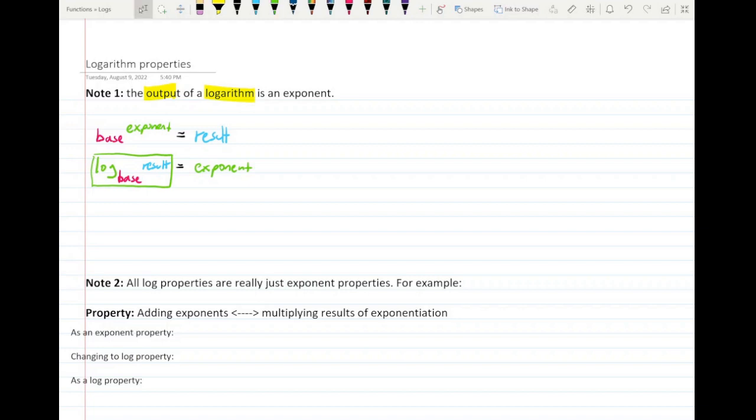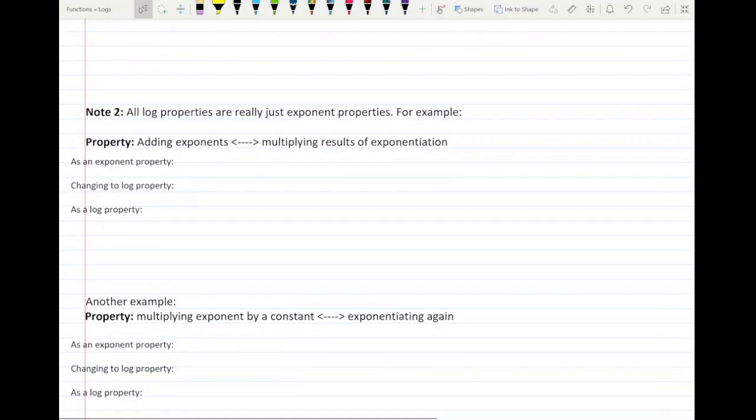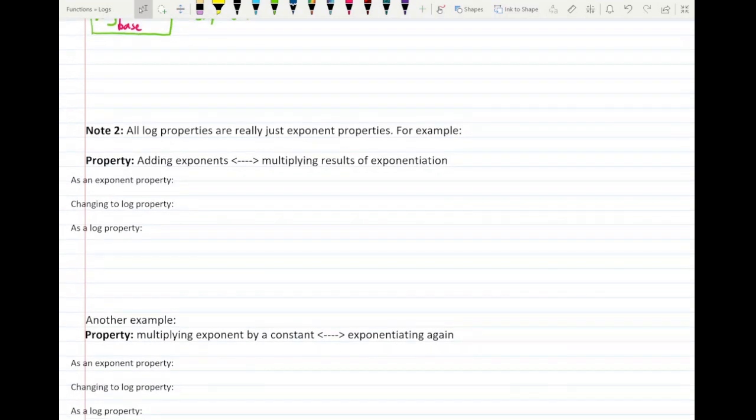Now, because logarithms are exponents, every log property is really just an exponent property in disguise. For example, we have the property that if we add two exponents and raise a base to that sum, this is the same thing as multiplying the two different results that we would get from raising the base twice. Symbolically, we have b to the power of e1 plus e2 is equal to b to the power of e1 times b to the power of e2.